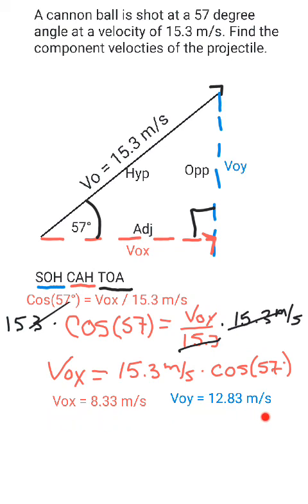So these two represent the component velocities of the initial velocity at the angle of 57 degrees. Remember, because this guy is moving in two directions, it has a velocity in the y in the up direction of 12.83, and to the right it has a velocity in the x direction of 8.33. So when I say calculate the component velocities, these are your component velocities that I'm referring to.